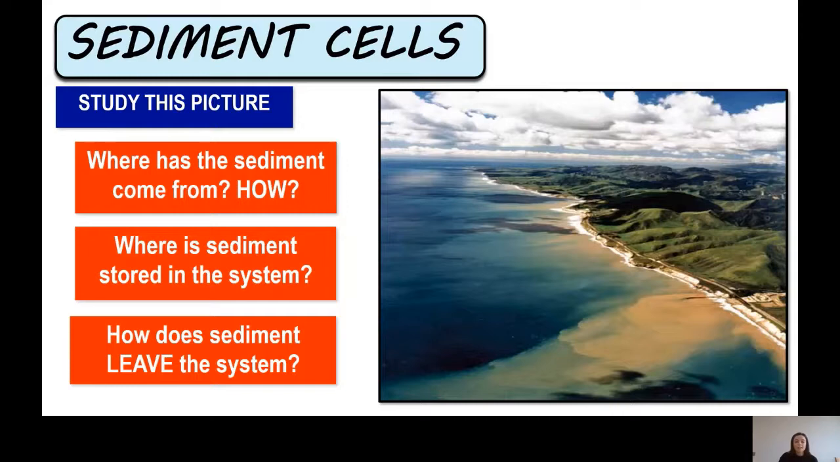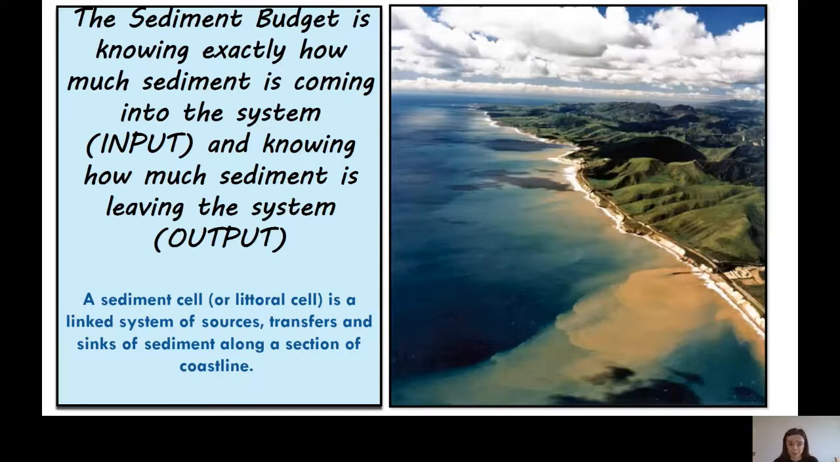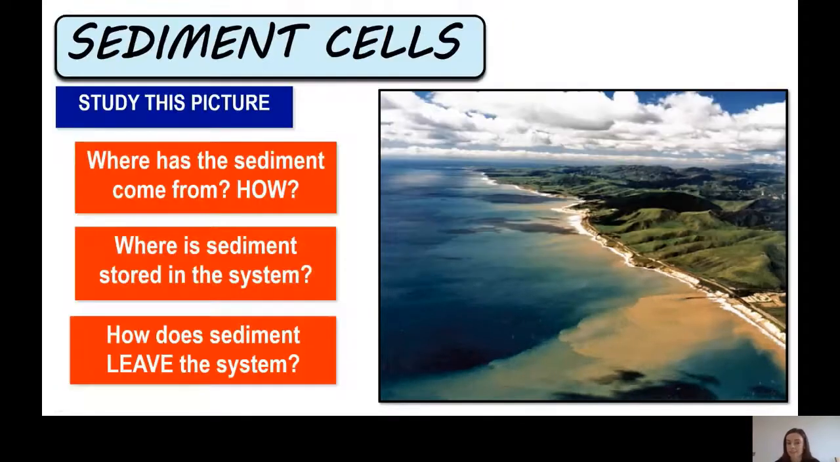So, a sediment budget means knowing exactly how much sediment is coming into the system, which is input, and knowing how much sediment is leaving the system, which is output. Okay, now, coming back to this picture, where has the sediment come from?